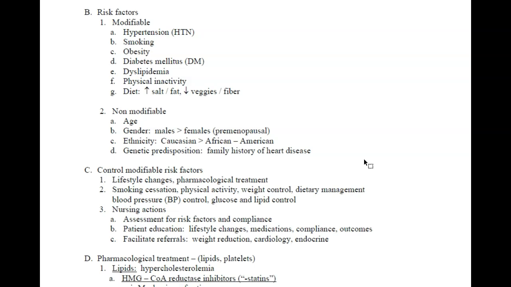So what are some nursing actions? So one is assessment of risk factors and compliance. That's our job as nurses. And then again, a big thing is patient education regarding lifestyle changes, medications, compliance, and also outcomes.